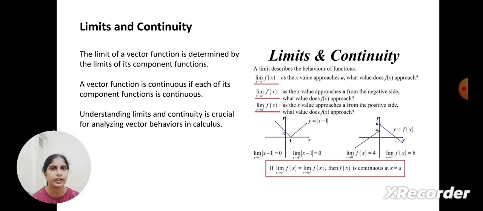Next, limits and continuity. The limit of a vector function is determined by the limits of its component functions. A vector function is continuous if each of its component functions is continuous. Understanding limits and continuity is crucial for analyzing vector behaviors in calculus.